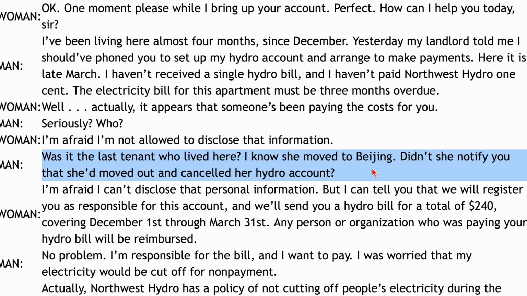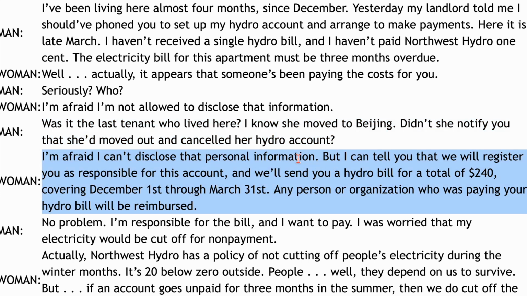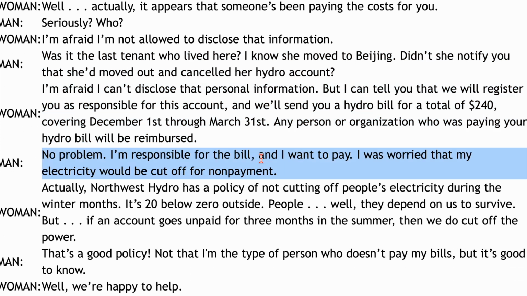Was it the last tenant who lived here? I know she moved to Beijing. Didn't she notify you that she'd move out and cancel her hydro account? Again, I can't tell you that information. No problem. I'm responsible for the bill and I want to pay. I was worried that my electricity would be cut off.